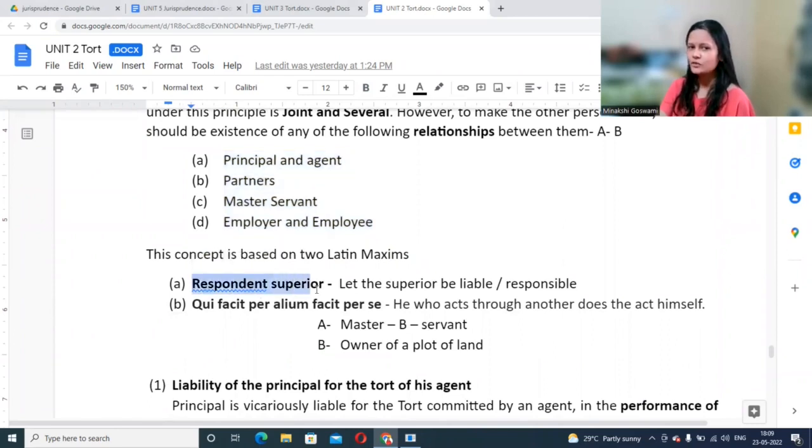First one being respondent superior, which means let the superior be liable or responsible. As in all these relations, if we look at these relations, there is one person who is superior, there is one person who is inferior. Okay, and in what terms they are superior and inferior? In terms of their authority. One person can give directions, other one cannot give directions, he will have to follow it.